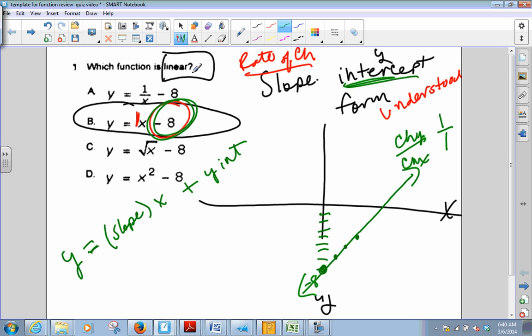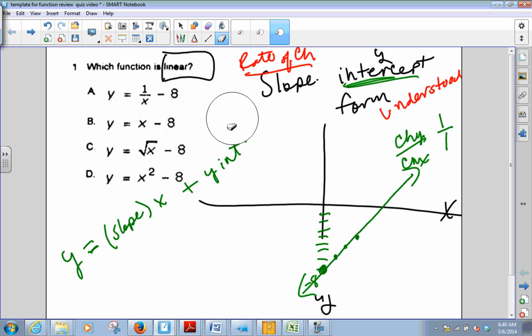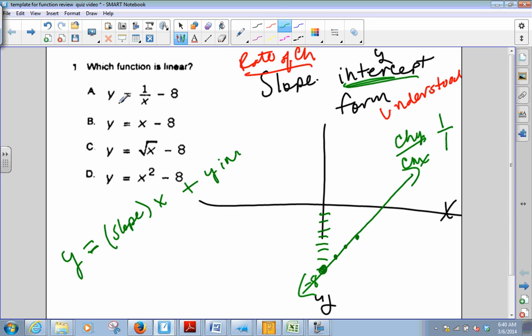Out of all of our options, this is the only equation that is in slope-intercept form. This one is dividing by x. We've talked before about how when you divide by x, that is not going to be a linear function because x can't be 0, because you can't do 1 divided by 0, which means there'd be a hole right here where x equals 0. So that one's not linear. Square roots, we're going to actually be talking about very soon, but I'm just going to let you know for now, square roots are not a function.